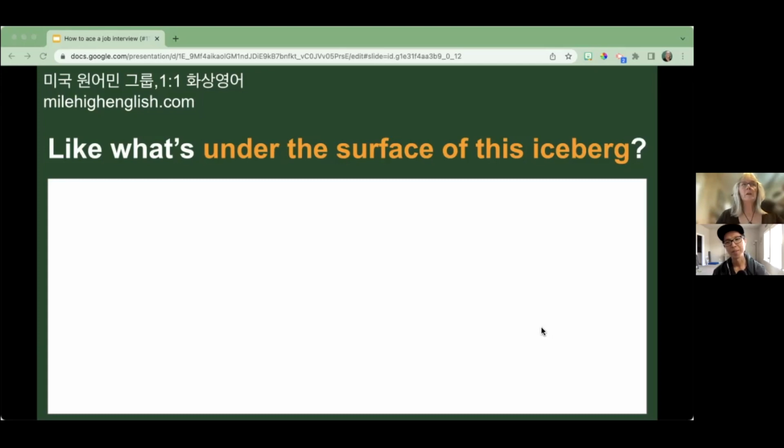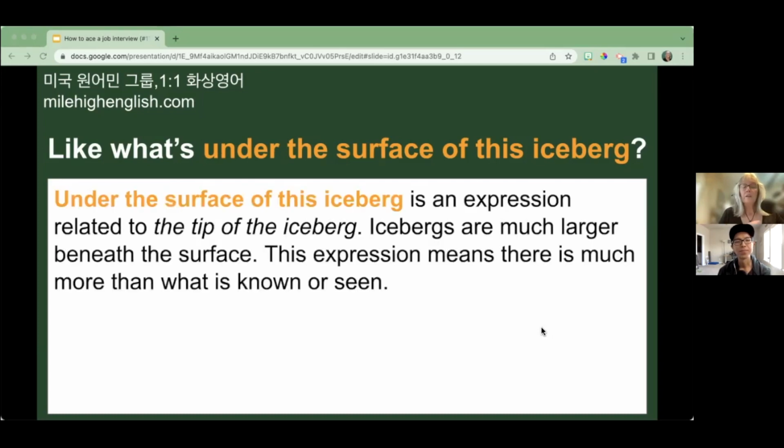Yeah. And do you know anything about the difference between the tip and the bottom in terms of size? Probably the bottom part should be a lot bigger. A lot bigger. And so really, here's a good one. You nailed it. You got it right on that one, because under the surface of the iceberg is an expression I thought was really similar to the tip of the iceberg. And the idea being that icebergs are much larger beneath the surface than what you see at the top of the surface or above the surface.